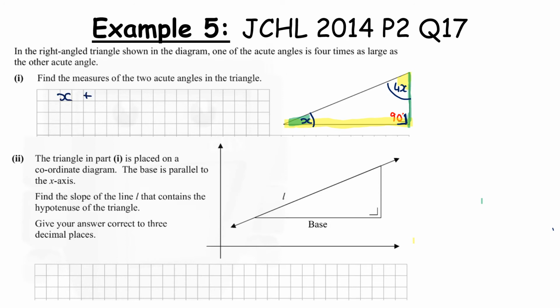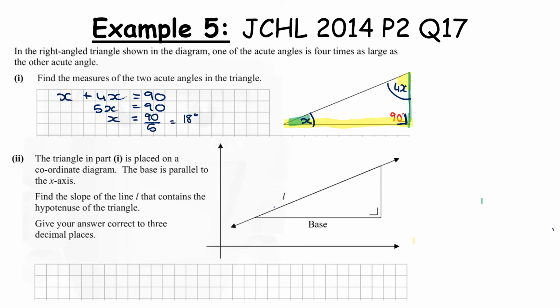So whichever way you want to work that is absolutely fine. So that should be 90. So I have 5x equals 90. So x is equal to 90 divided by 5, which is equal to 18 degrees.